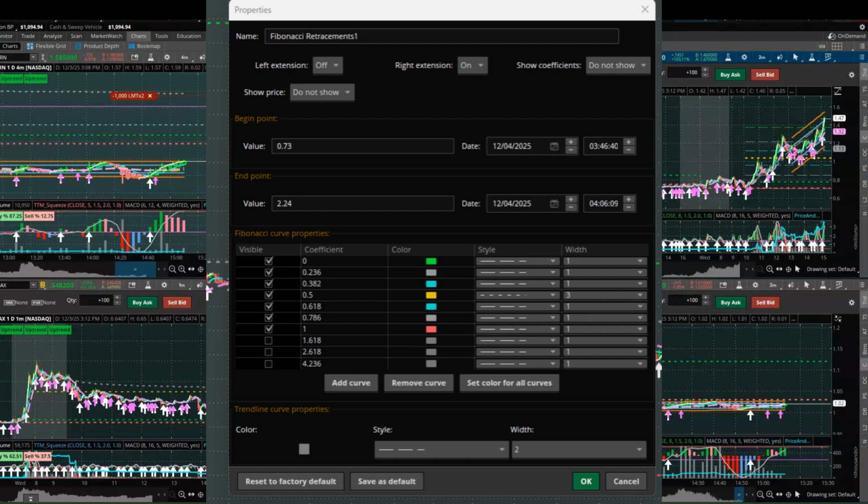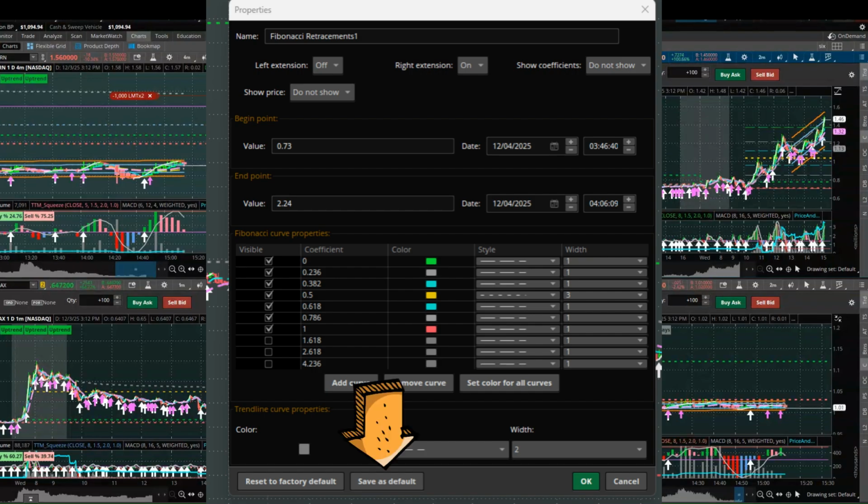Now, once you've got those set, then you can click this right here that says Save as Default. And it will save those colors and the dashed lines and your width, everything as the default. It will always come up that way from now on. So don't forget to do that and set it as default. You do all that work and don't set it, then you'll have to do it again, setting all those colors. So that's how you use it.